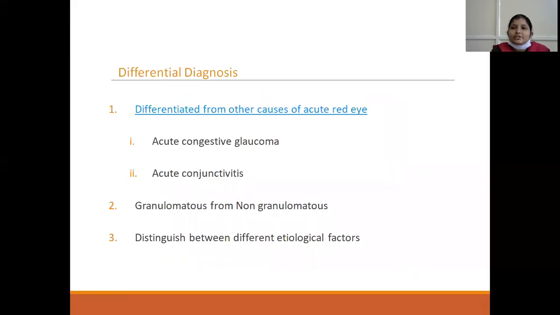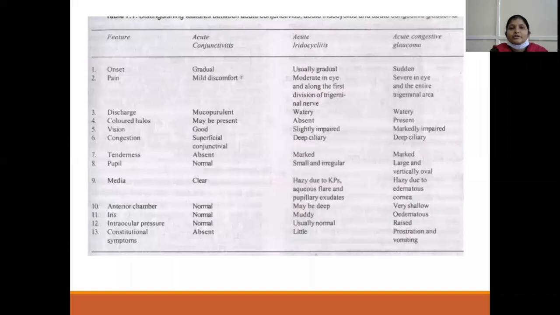So what are the differential diagnoses of uveitis? We have to differentiate uveitis from other important causes of red eye. So what are the important causes of red eye? Conjunctivitis and glaucoma. This is also a 4 marks question for you: DDs of acute red eye. So how do you differentiate it from conjunctivitis and glaucoma?